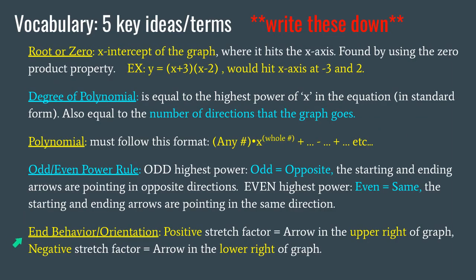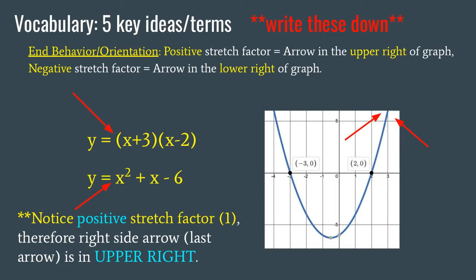All right, the last one is the end behavior or orientation of the graph. A positive stretch factor means the arrow would be in the upper right of the graph. A negative stretch factor, the arrow would be in the lower right of the graph. So if we take a look at this, we notice that there's no stretch factor number out here, so we assume that that's positive 1. Same thing here, there's no leading coefficient, so we assume that to be positive 1. Therefore, this area over here has to be in the upper right. This last arrow would go up. So notice that the positive stretch factor of 1, therefore the right side arrow, the last arrow, is in the upper right corner going up.